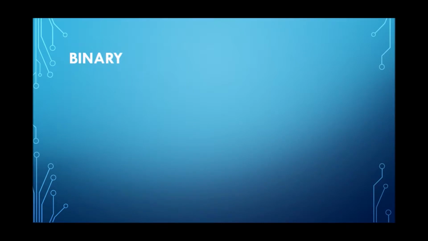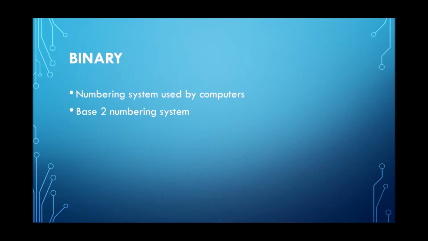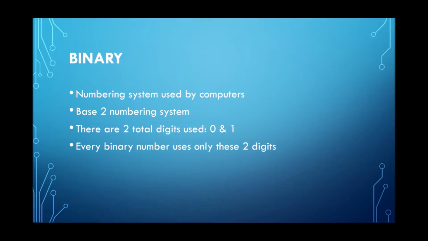So what is the binary numbering system? It's a numbering system used by computers, mainly. Binary is used by the underlying code that computer hardware uses, not what you see in the operating system. It's a base 2 numbering system, meaning that there are 2 total digits used, 0 and 1. Every binary number uses only these 2 digits. 0 represents off, while 1 represents on.